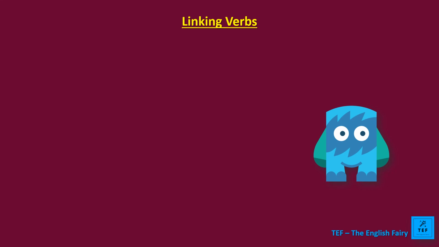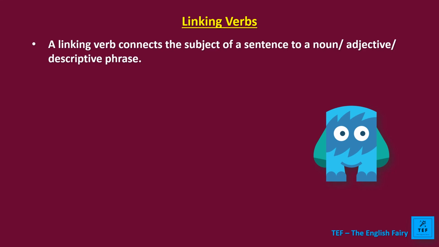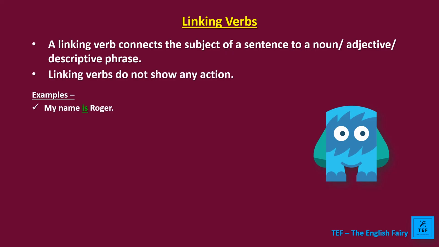Last but not least, linking verbs. A linking verb connects the subject of a sentence to a noun, adjective, or a descriptive phrase. They do not show any action. Examples: my name is Roger. In this sentence, the linking verb is does not show any action, but it connects the subject to a noun.